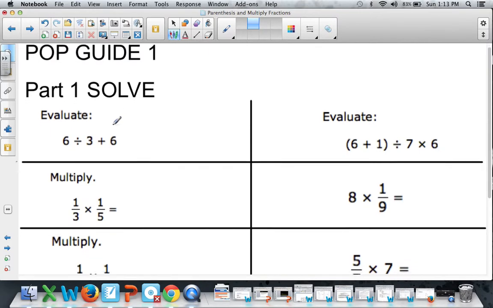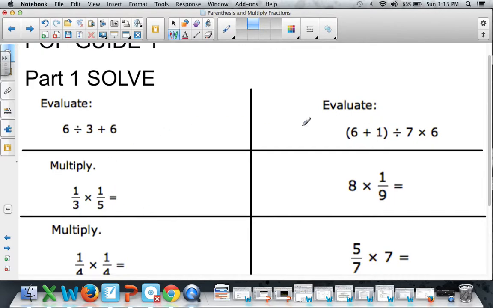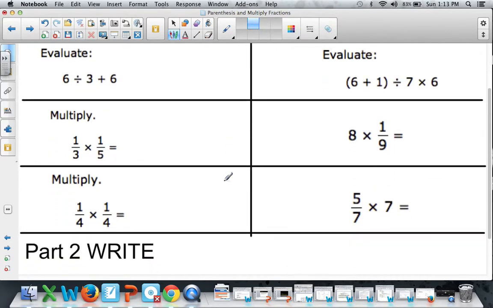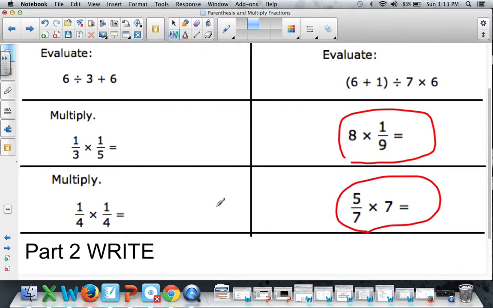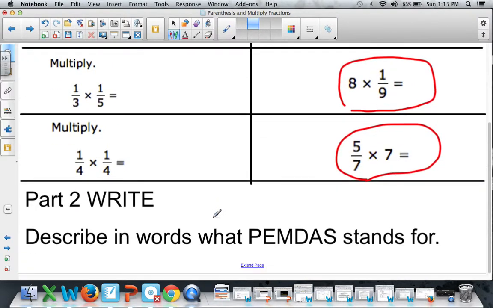Here's a quick preview of your pop guide that you'll get on Monday. You've got some order of operations on top, some multiplying with fractions on bottom. This one I could see is potentially slightly trickier than the others, but maybe you can figure it out without my help. If not, I'll be happy to help you out in class. And then there'll be a writing portion on the bottom. Describe in words what PEMDAS stands for. Do you recall? Do you remember?